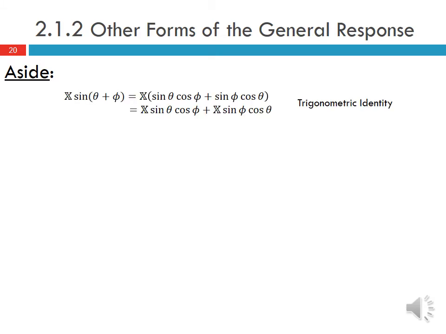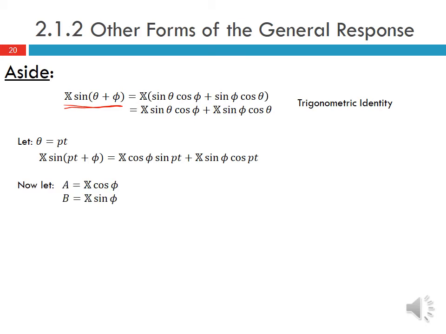As an aside, we can see how we came to these expressions by looking at our trigonometric identities. If we have an equation like this, X sine theta plus phi, from our trig identities, we can write that as shown here. If we say, in this case, theta is equal to pt, then X sine pt plus phi is equal to this expression. If we let A is equal to X cosine phi and B is equal to X sine phi, then we can write that as shown here.